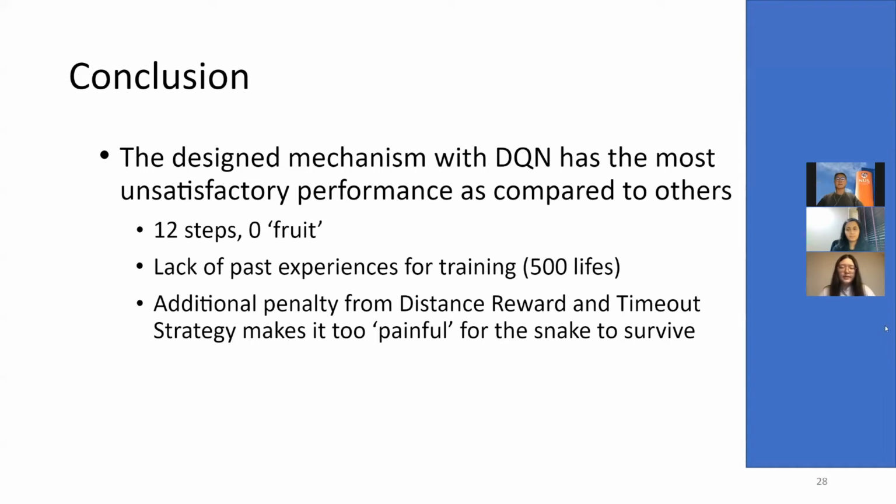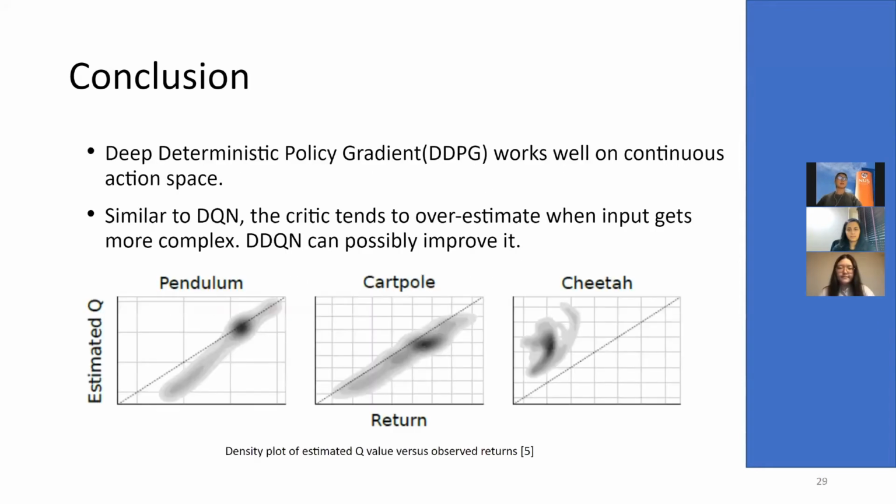Okay, now I'll pass the time to my teammate Zhengyang. Thank you, Siyi. So for the DDPG model, it works well on continuous action space. However, the critic function tends to overestimate the value when the input gets more complex. This is similar to the problem of the DQN and could possibly be improved using double DQN.